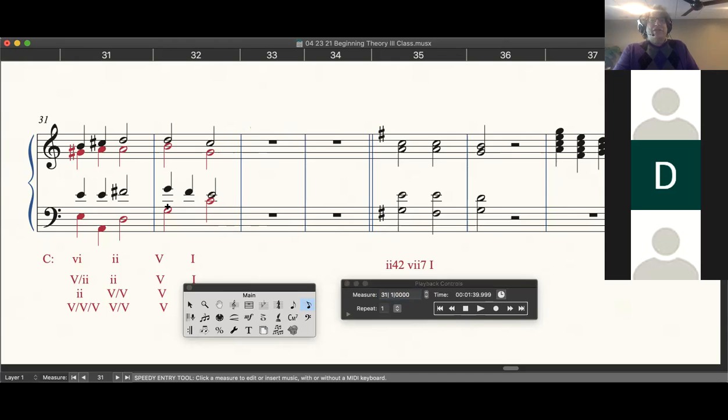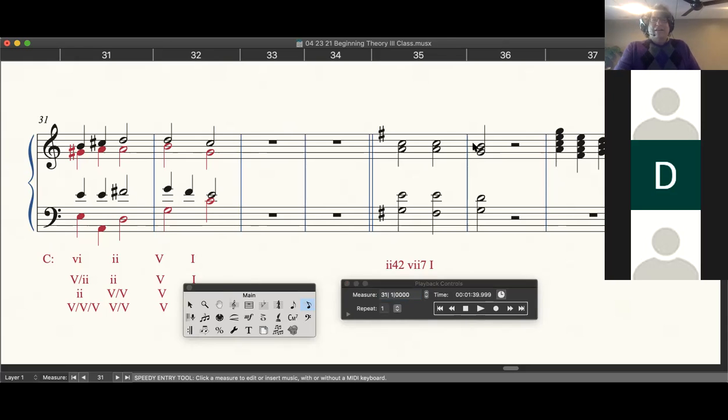So we're in the key of C, but in the first measure, every single chord has an accidental. Every chord is an altered chord because they're all secondary dominants, and every chord has been tonicized and preceded by its own dominant until we get to the 5 chord going to the 1.